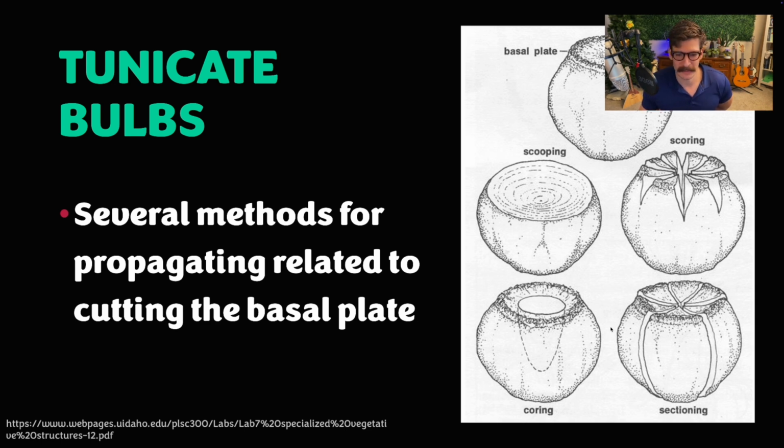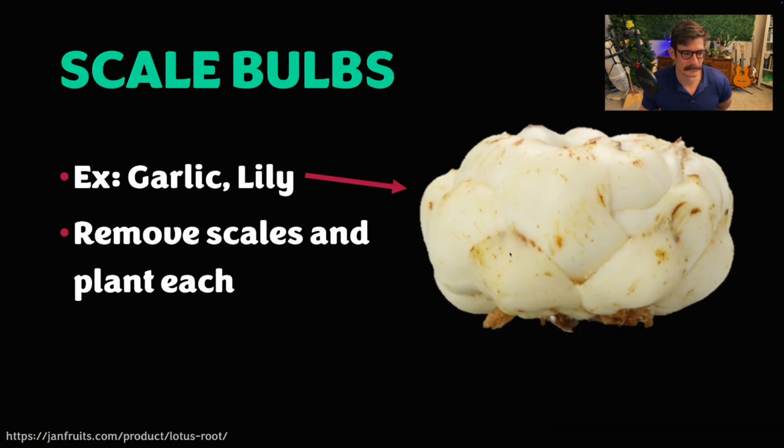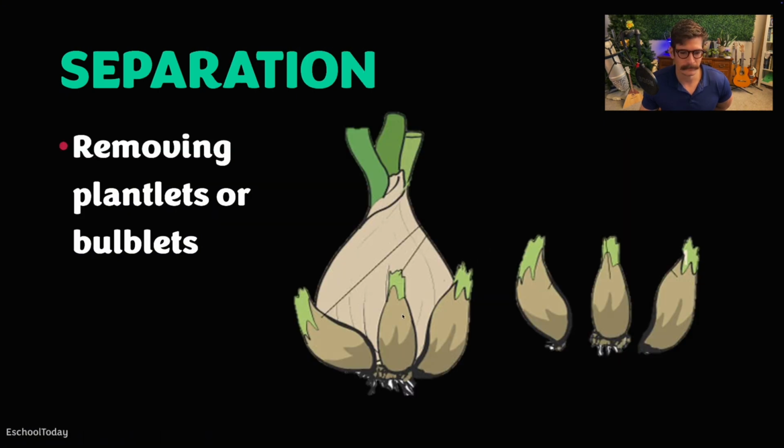But this is how you can propagate them. So there's other types of bulbs too. You might know garlic. They have all these little scale leaves. So you remove each of these scales and you can plant that and it'll grow. Lilies look like this too. You can pull them apart and separate them and they'll grow.